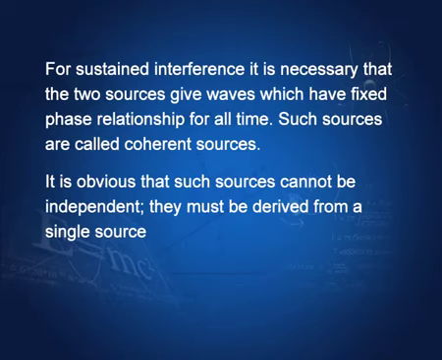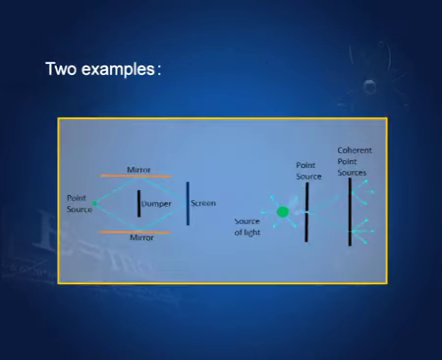And how do you get such sources? Well, here are two examples. These coherent sources must be derived from the same source, and here are two examples of how you can do that. Here is a point source, these are two mirrors, and the light gets reflected here and here, and they can interfere on this screen. And since they are derived from the same source, they have the same phase relationship, and therefore, you will have a pattern on this screen.